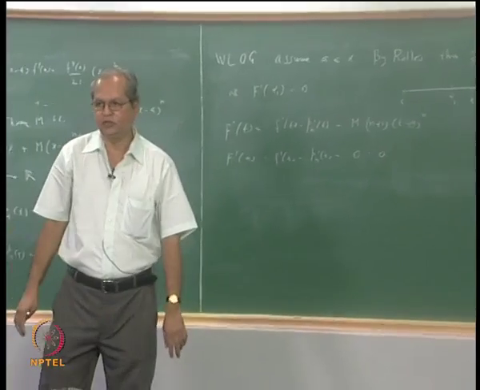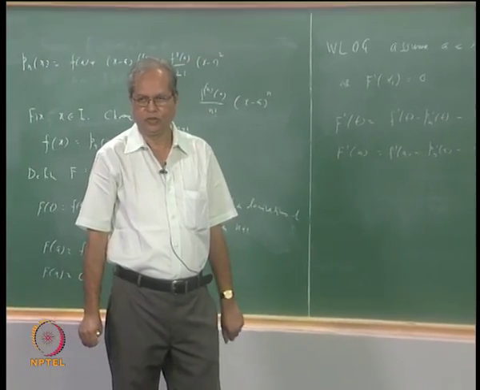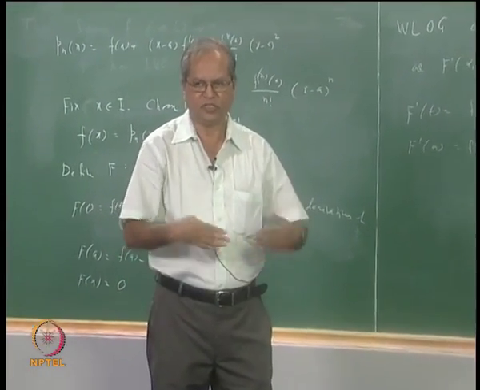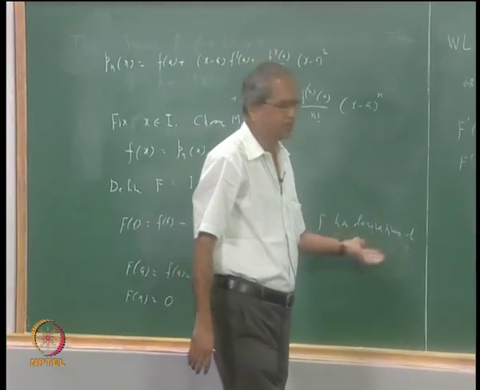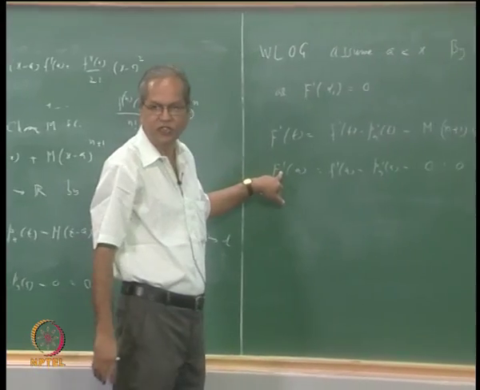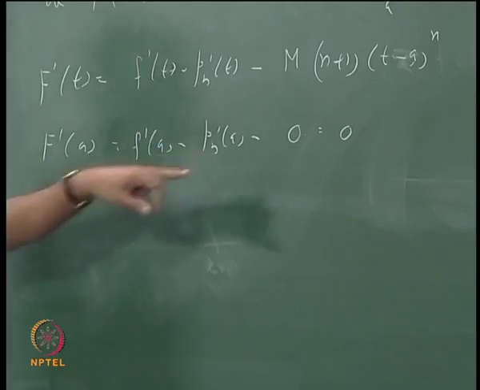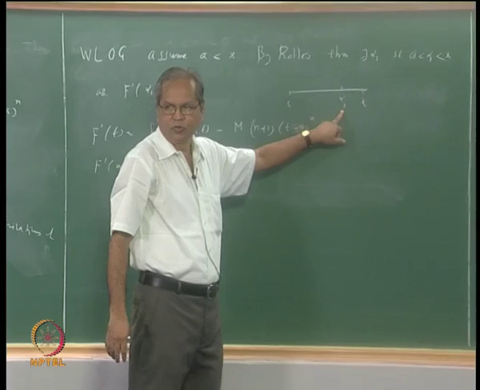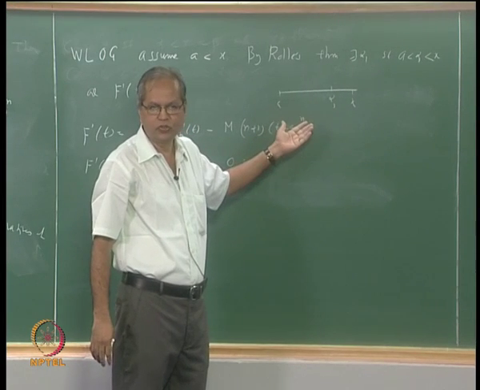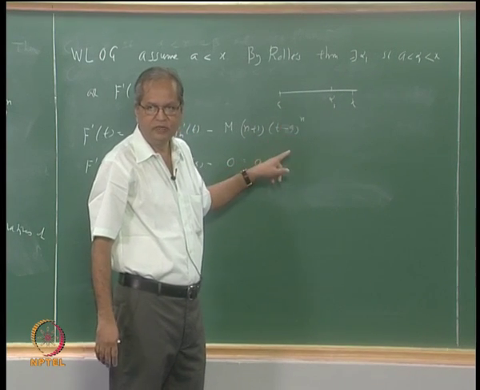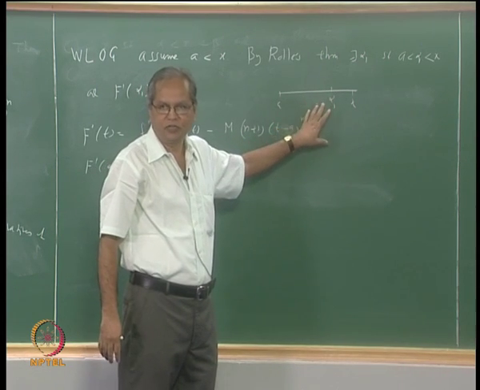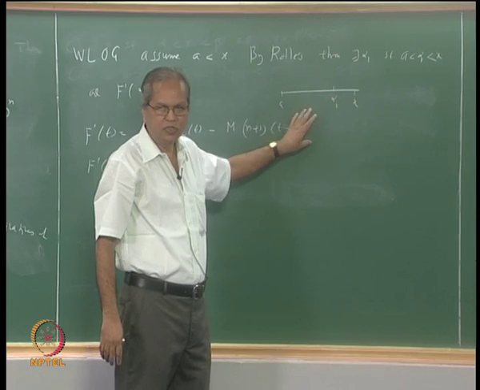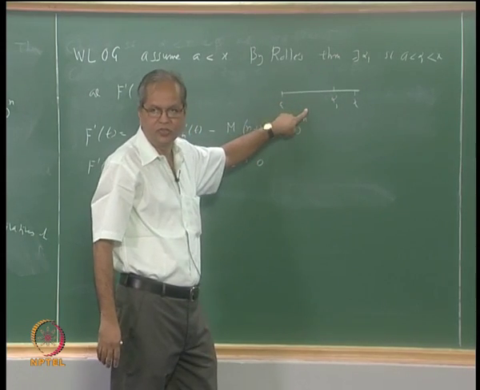Now look at the function big F prime. Anyway, f has derivatives up to order n plus 1, so the second derivative of f exists, which means this function is differentiable, and it is 0 at a and at alpha 1. So again, what follows from Rolle's theorem is that there will exist some point between a and alpha 1, suppose I call it alpha 2, such that at that point the second derivative will be 0.